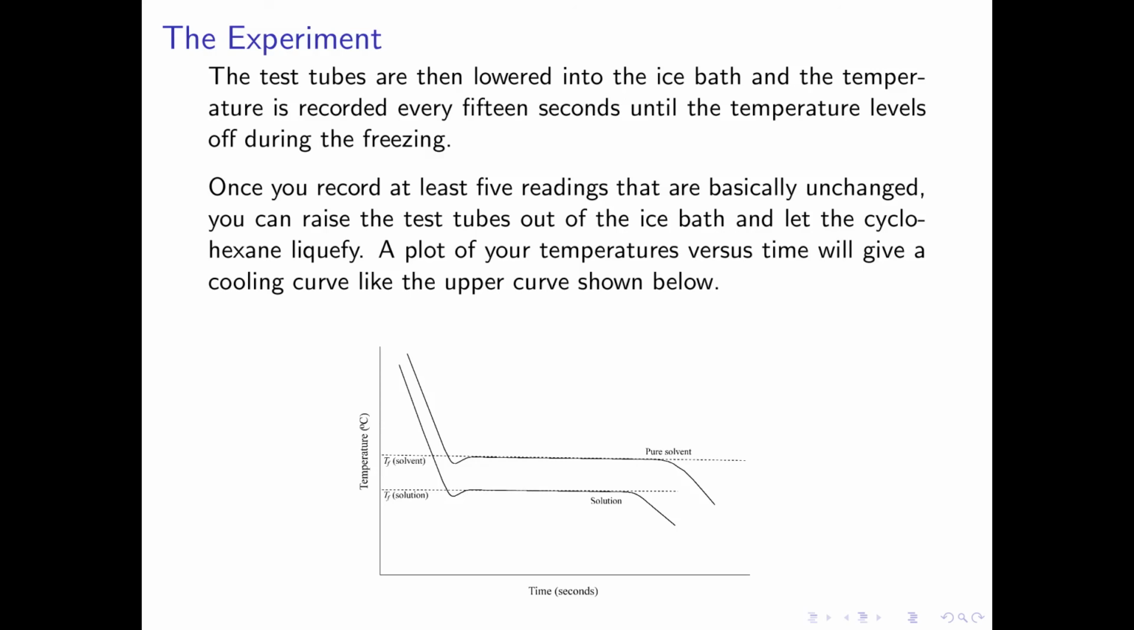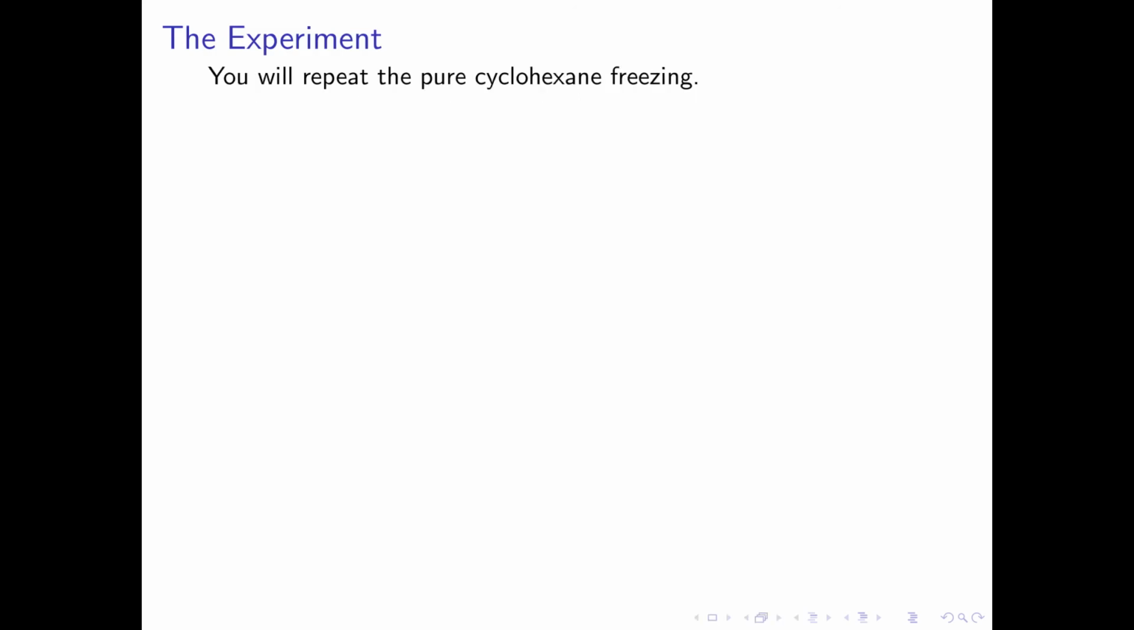A plot of your temperatures versus time will give a cooling curve like the upper curve shown below. The plateau indicated by the dashed line will be the freezing point of the pure solvent. You will repeat this process once more for the pure cyclohexane.